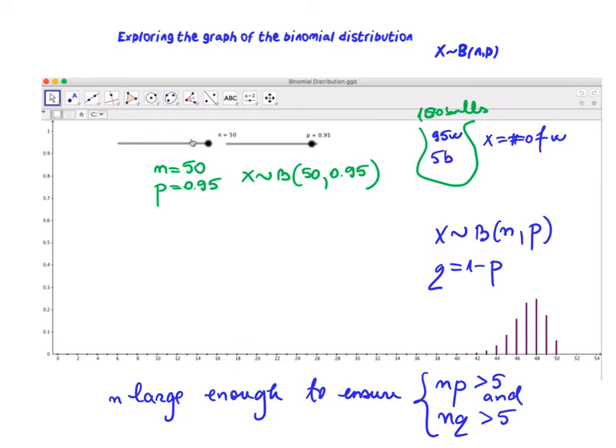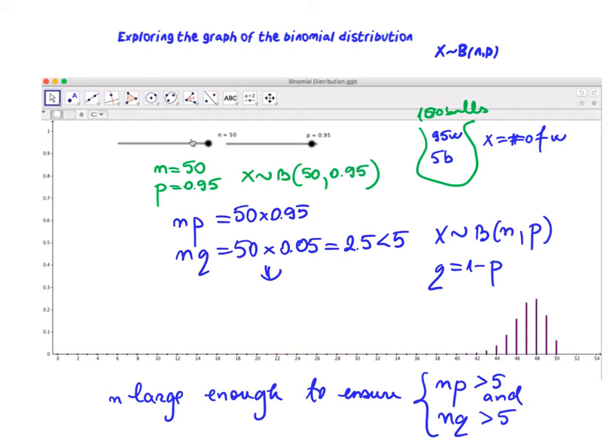Can I estimate that by a normal distribution or not? So let's look at np and let's look at nq. So np is 50 times 0.95 and nq is 50 times 0.05. This one is 2.5. It's smaller than 5, therefore I can't estimate by a normal. And you can see from here, it's exactly this example, so it doesn't resemble the normal distribution curve. I didn't check this one because that one is bigger than the other one. So if one of them is not fulfilled, the other doesn't matter.